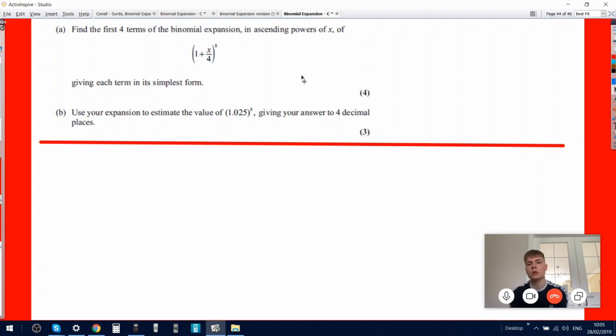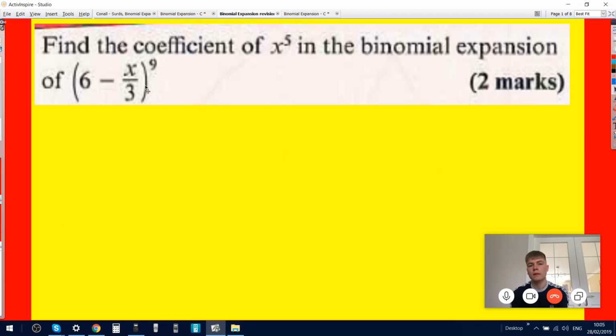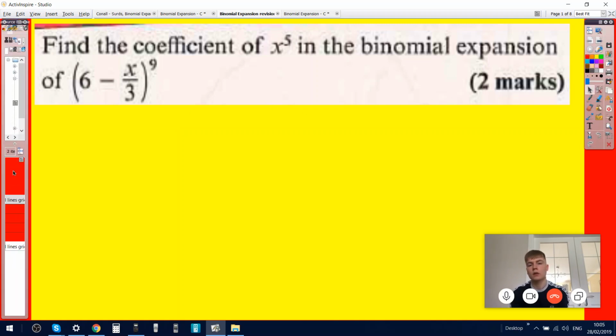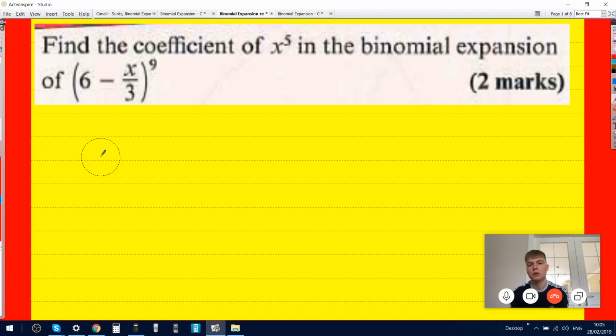Use your expansion to 4 decimal places. That's an exam question. I think you're good for that. Good. And then we have this. So this is okay. How would we do this one? The coefficient of x to the 5. The binomial function. So I'd go 9C5.